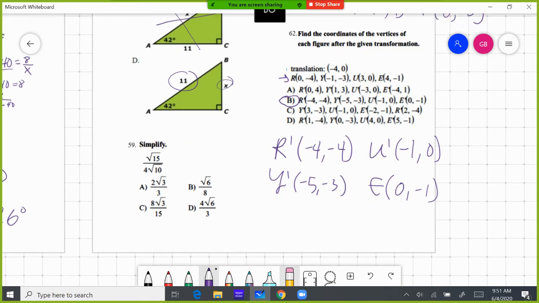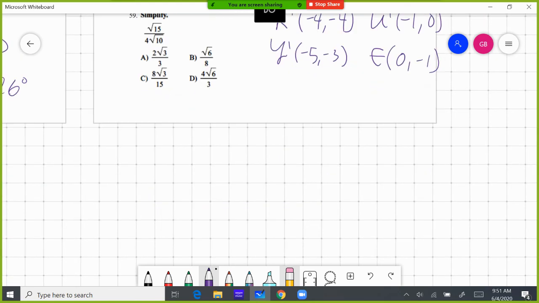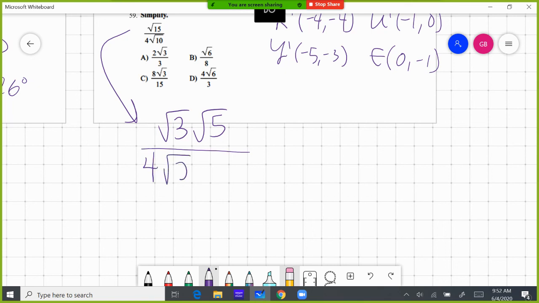Okay. Oh, 59. I missed 59. Okay. So we have square root of 15 over 4 square root of 10. So I'm going to factor those out. So 15 multiplies into 3 and 5. Sorry, there's no 4 on top. It's 4 on the bottom. And then 10 multiplies 2 and 5. So I will cross this out. I'm sorry. I keep writing 4 on top. This is 3.